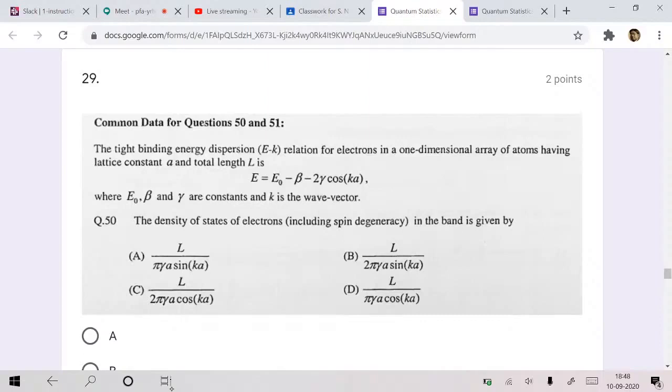Are you getting my point? Yes, sir. Because he said density of state. He hasn't said density of translation state. Are you getting my point?